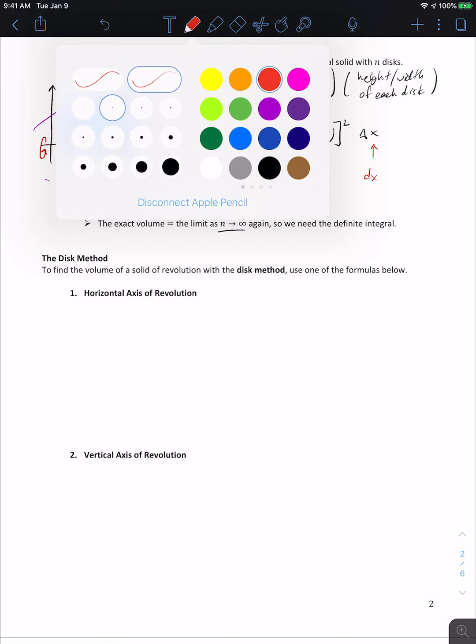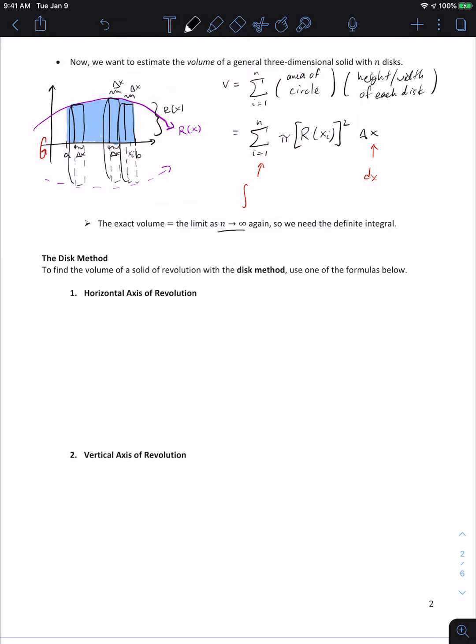And here's the formula. If we have a horizontal axis of revolution, just like we did in the picture above, the volume V is equal to pi, because pi is a constant, times the integral from a to b, and then we get our radius function squared, and then the delta x changes to a dx.